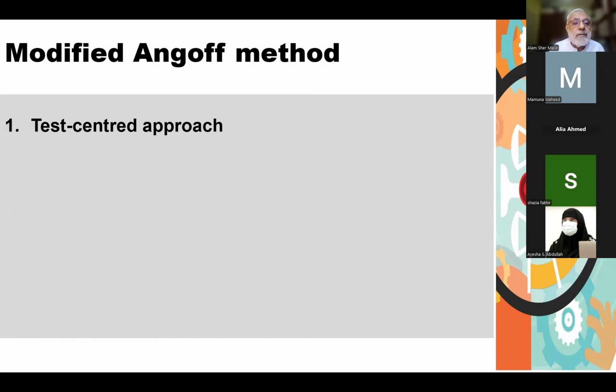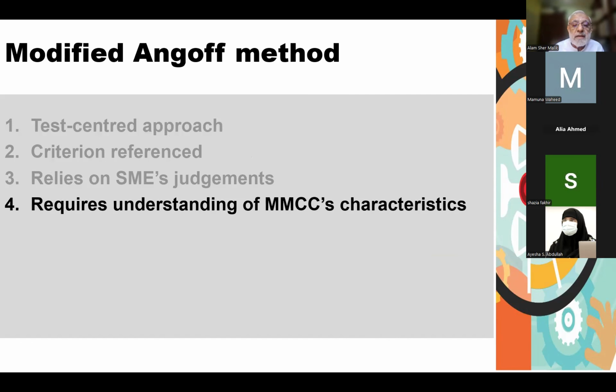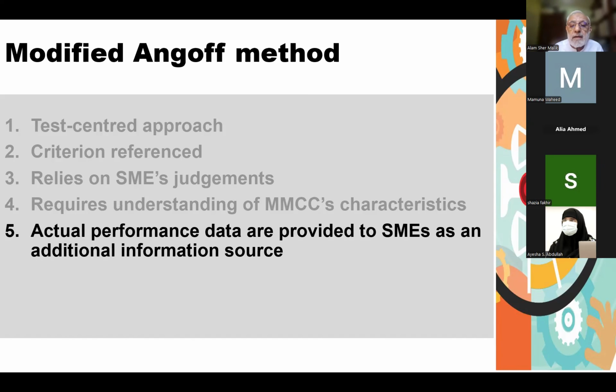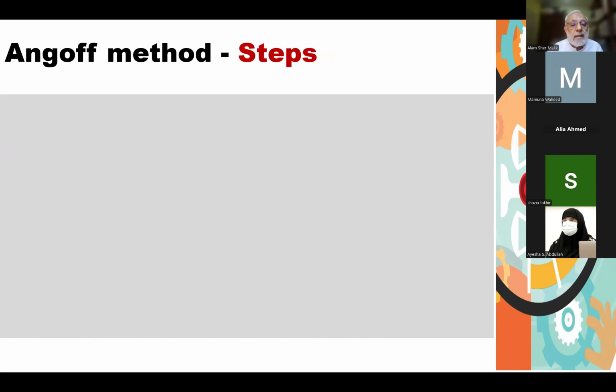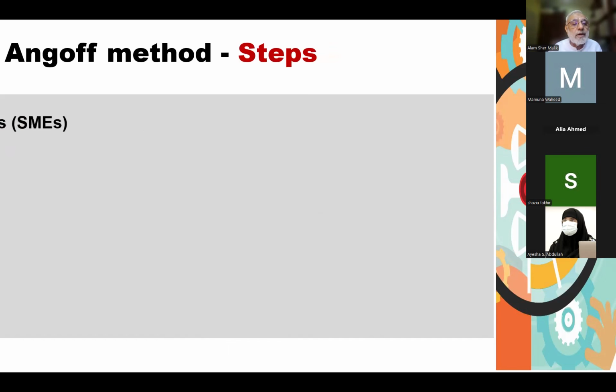So a modified Angoff method is a test-centered approach, is criterion referenced, relies on SMEs' judgments, and requires understanding of minimally competent candidates' characteristics. Actual performance data are provided to SMEs. This is a modified Angoff, in which the previous results are shown to them. And that helps them to have some picture of what is expected of a minimally competent candidate. If I explain it in steps, this is how it is performed.